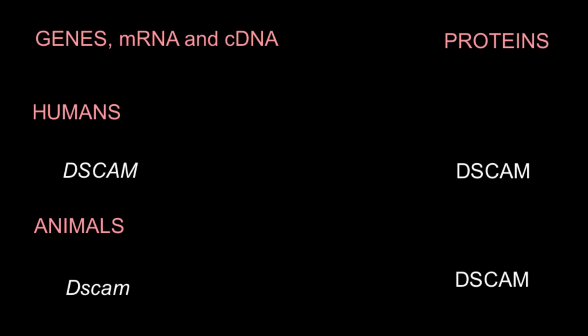And once again, genes, messenger RNA, and copy DNA. If it is a human gene, we use capital letters. All letters have to be capital, and we italicize. If it is an animal gene, then only the first letter would be capitalized, and all the rest would be in lowercase and would be italicized. And proteins would have the same names as the gene that encodes the protein, and would be capitalized in both humans and animals, and wouldn't be italicized.